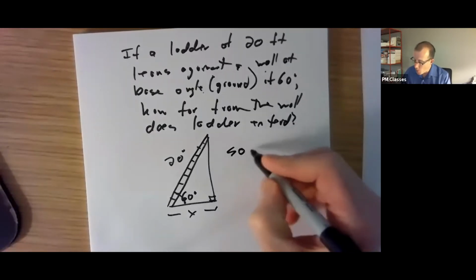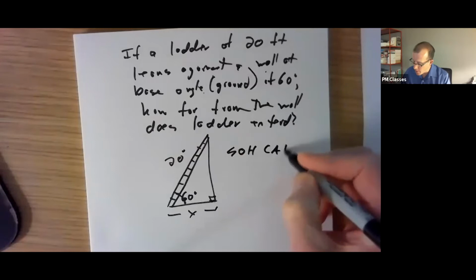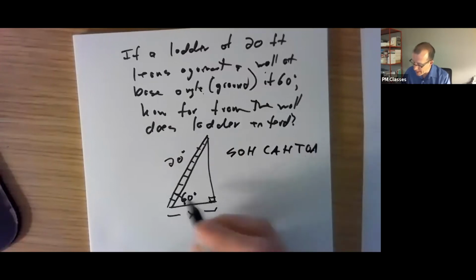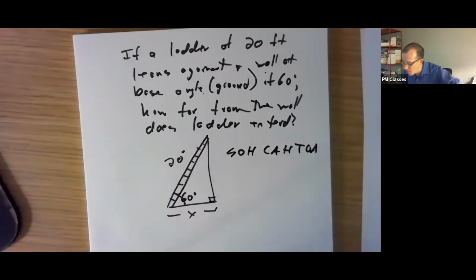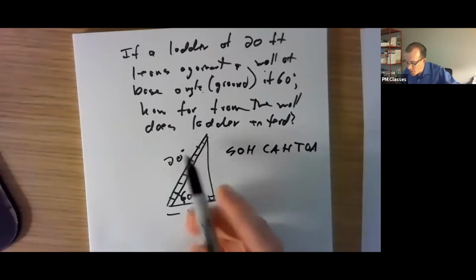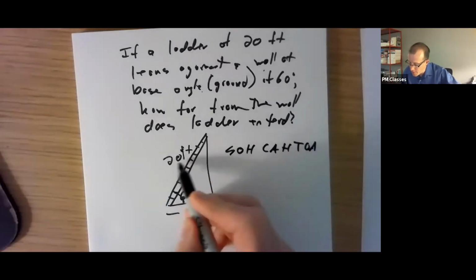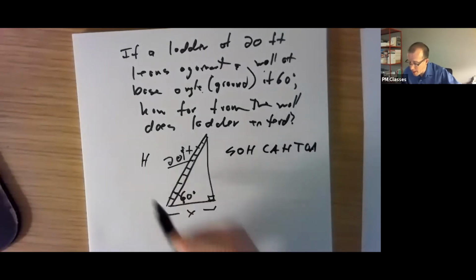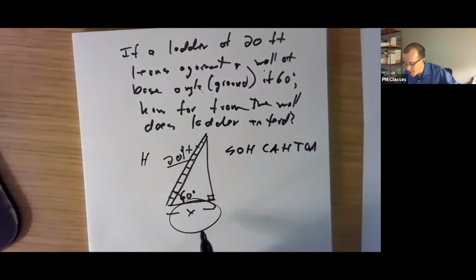So again, I'm always going to write out SOH CAH TOA. So I ask myself, I have this angle of 60 degrees. Awesome. What do I know? What am I trying to find? Well, I know that this is 20. I should have done 20 feet, not degrees. I know that that's 20, and that's the hypotenuse. And I'm trying to find this side x.